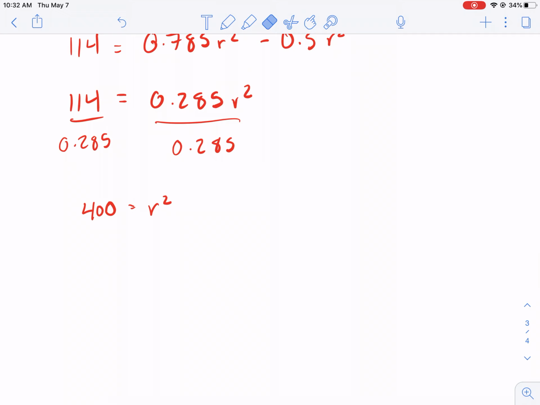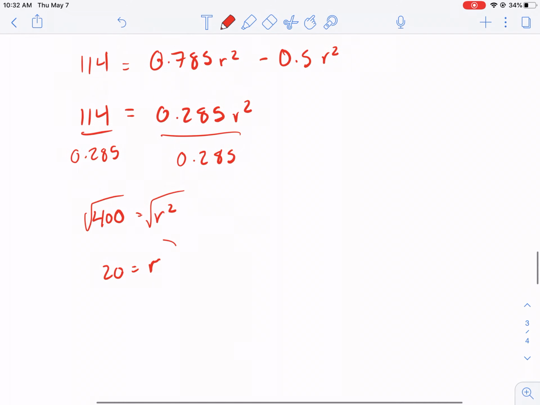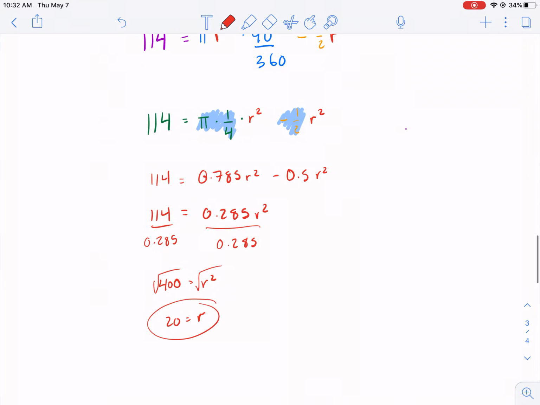So now how do we get the r by itself? We have to take the square root of both sides. To undo the square, we square root it, and we get 20 equals r. Technically, it's plus or minus 20, but we're not going to use negative numbers for distances, so r equals 20. And that's how we can do this problem.